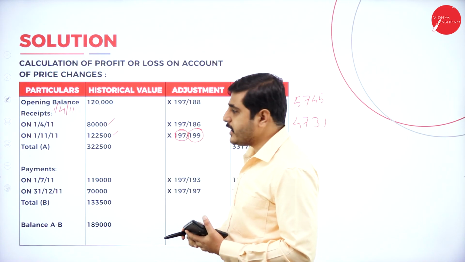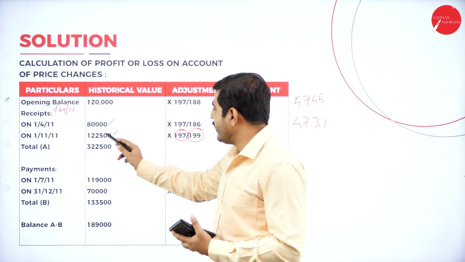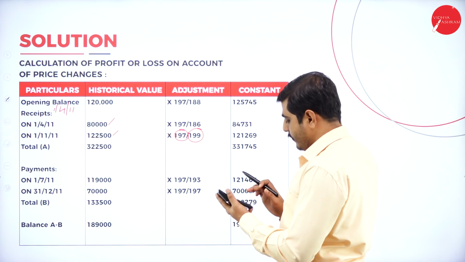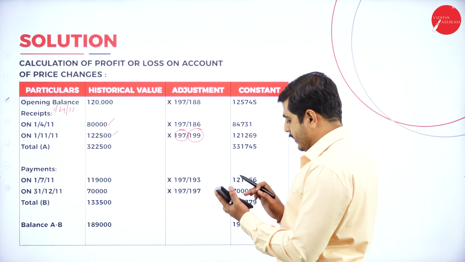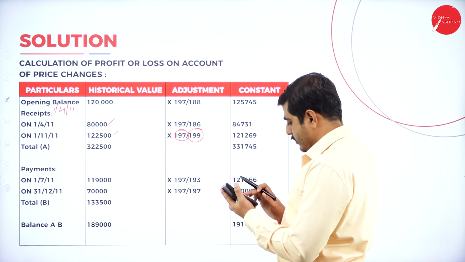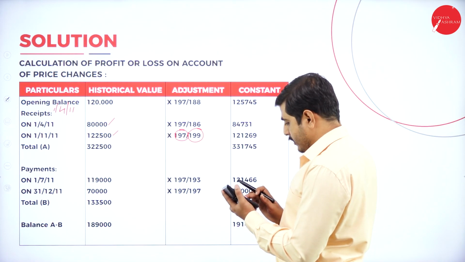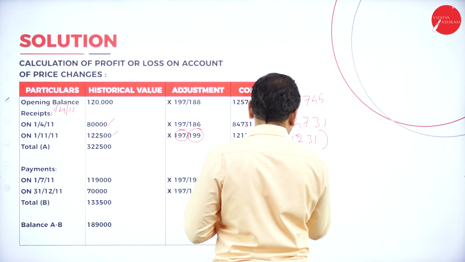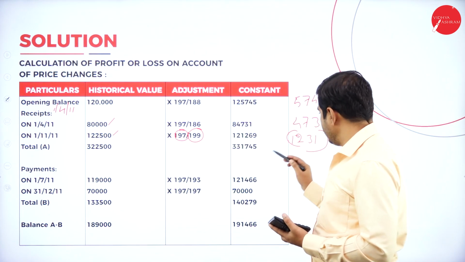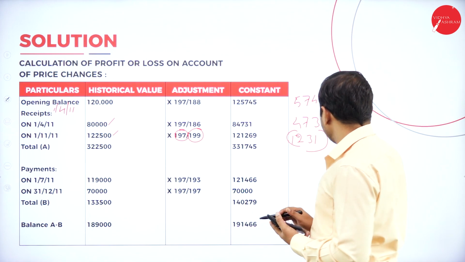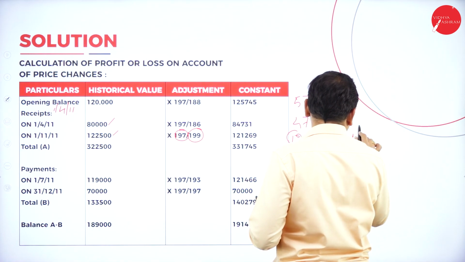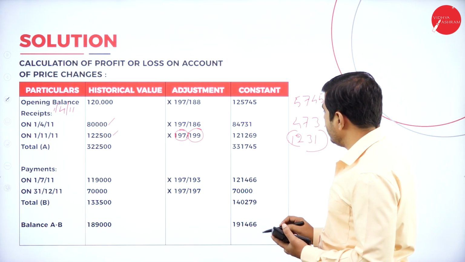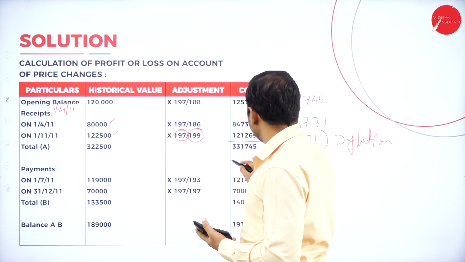On that day if you purchase an article, its worth is 1,22,500 rupees. Today it is 1,21,000. So to the extent of how much? 1,22,500 minus 1,21,269. So to the extent of 1,231. So this is negative. So to the extent of 1,231, it is deflation. This is inflation, this is deflation. This is negative amount.